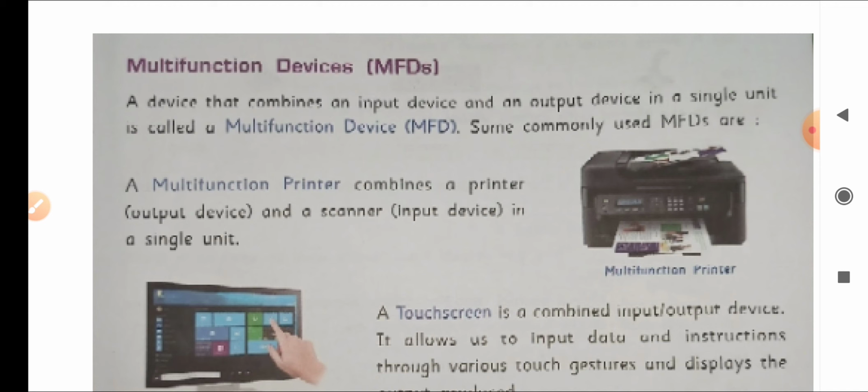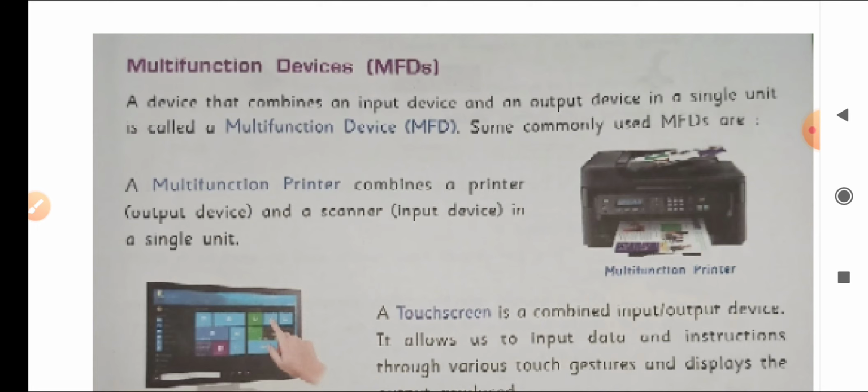A device that combines an input device and an output device in a single unit is called a multifunction device. What happens is, in the same device there are two features: input can be done and output can also be taken. Both things we get in a single unit. This type of device is called a multifunction device. Now some common multifunction devices we will see.